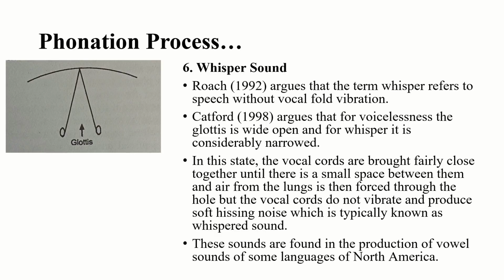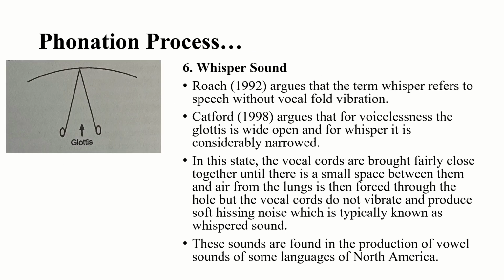So in this state, the vocal cords are brought fairly close together until there is a small space between them, and air from the lungs is then forced through the hole, but the vocal cords do not vibrate and produce a soft hissing noise, which is typically known as whisper sound. And these sounds are found in the production of vowel sounds of some languages of North America.